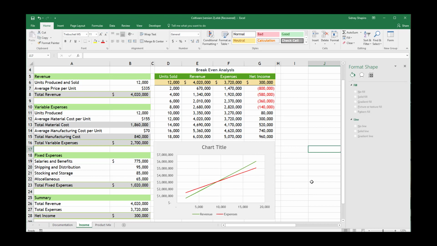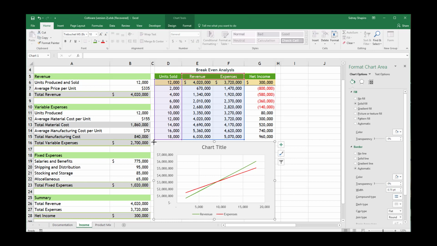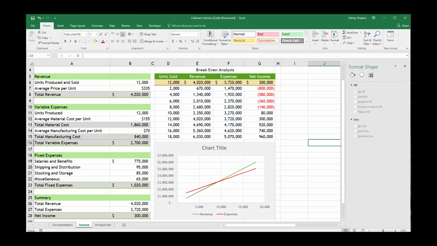And I resized it to match the size of our columns, because when I first created it, it went over into column I. I'm just going to align it with everything else so it matches up nicely. All right, there we go. Okay, so now we'll move on to our next point.